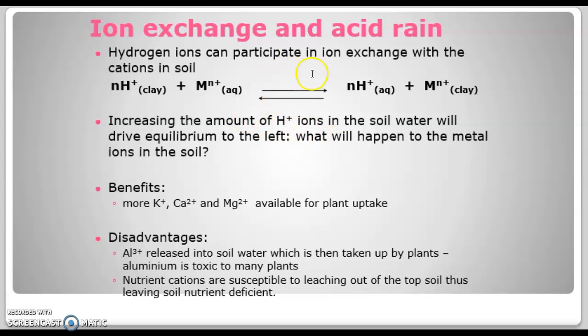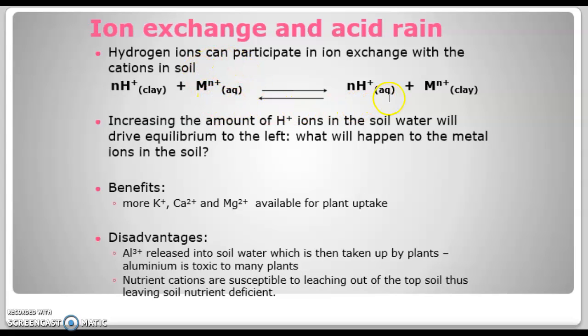Obviously when we do that, it's shifting to the left, so we're getting more of the metal ions that the roots want to access in that aqueous form. That has some advantage, where it's more available for the plant to uptake initially, but the problem is that it can be leached out. Those nutrient cations are susceptible to leaching out. If you get further rain, it washes out those metal cations that are dissolved in the soil water.